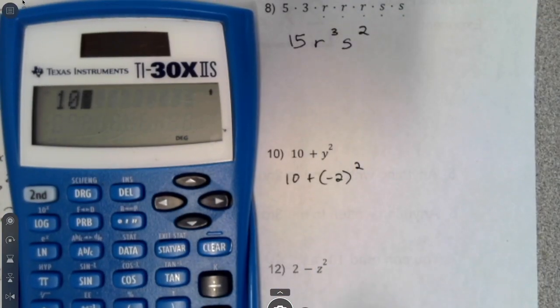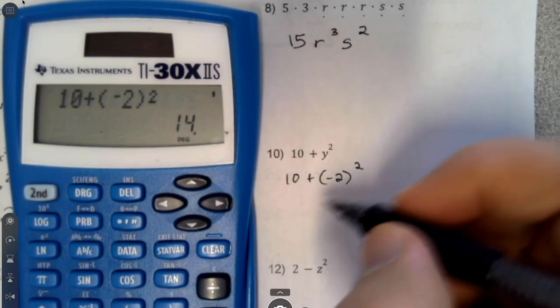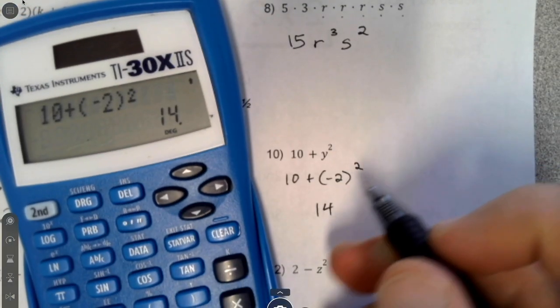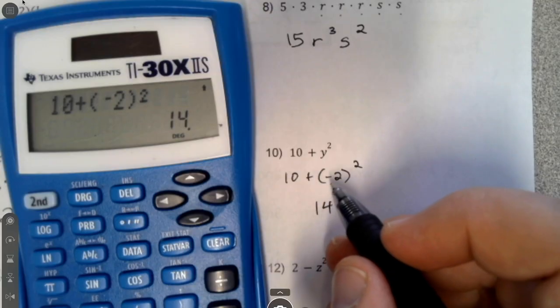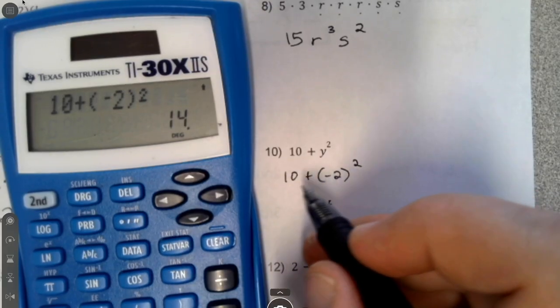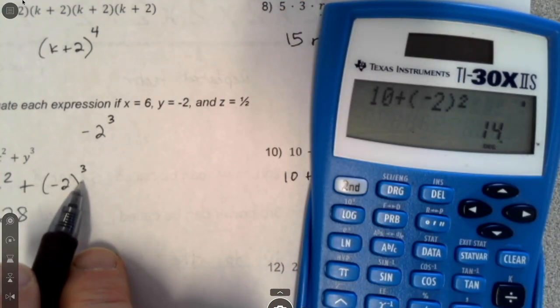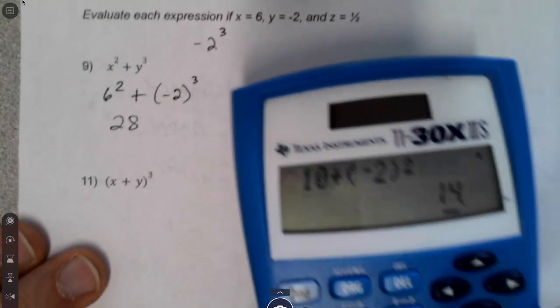Okay, on number 10, we'll do 10 plus negative 2 squared. So 10 plus parentheses, because it's a negative number being raised to an exponent, squared, we get 14. Because when you square something, it's always going to end up positive, because negative times a negative equals a positive. So that's really negative 2 times negative 2, making it a positive 4. 10 plus 4 is 14. Now other variables can be negative, but with squared, it's always positive.